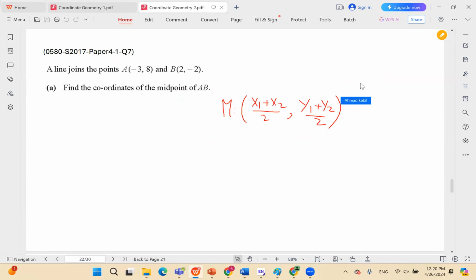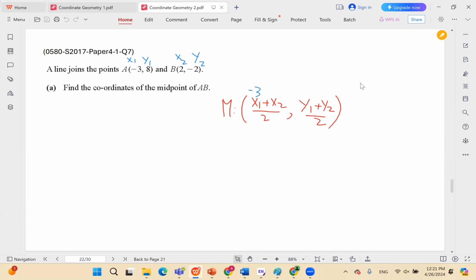So x1 here is negative 3. Let me label them first. I apologize about that. So this is x1, this is y1, this is x2, and this is y2. I mixed them up. I apologize. This is x2 here, and this is y2. And then we just plug them into the formula.